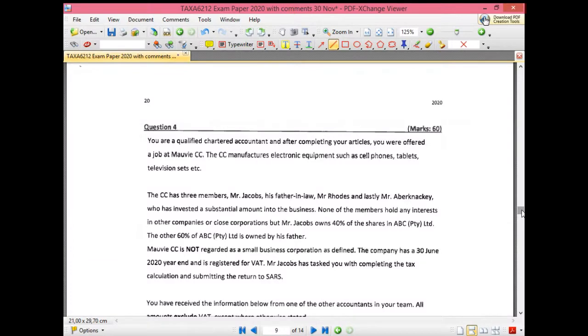You are a qualified chartered accountant, and after completing your articles, you are offered a job at MoVCC. The CC manufactures electronic equipment. As soon as you see manufactures electronic equipment, section 12C needs to pop into your head, for your capital allowances. But because we also know that we have to eventually discuss small business corporations, the equivalent is section 12E.